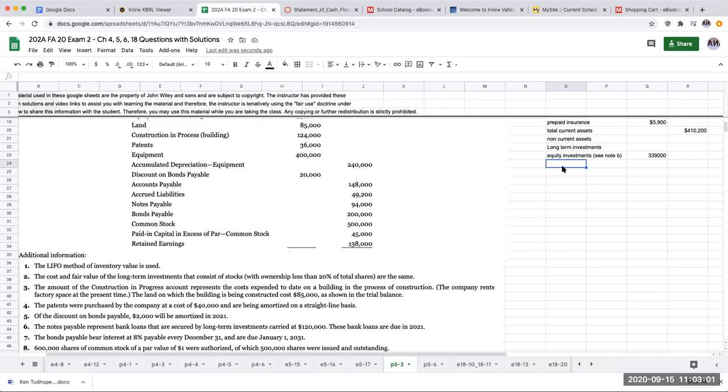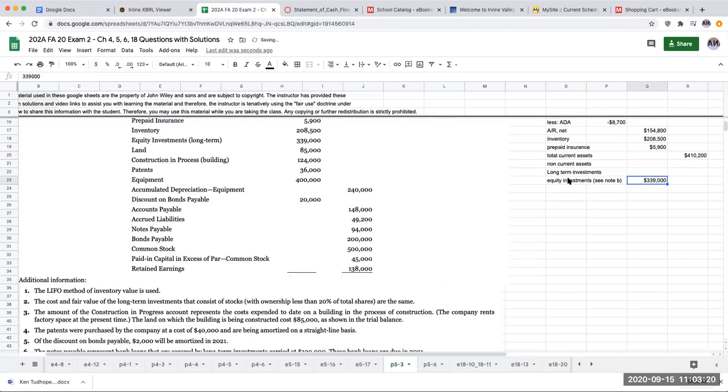So the answer in your textbook, in the Wiley, actually says 120,000 have been pledged to secure notes payable at fair value. I would just put here equity investments at 339, but I would have to notate the fact that these are somehow pledged. The next one down here, we're going to go to property, plant, and equipment.